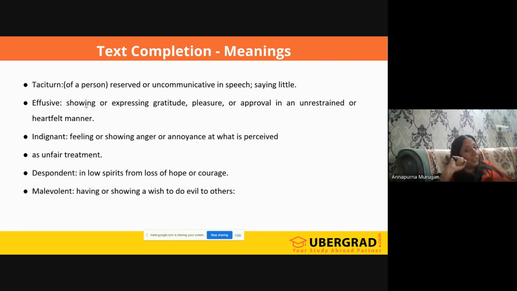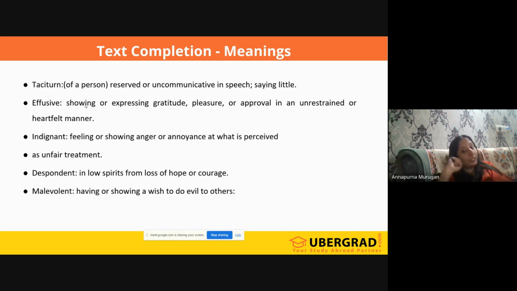Effusive is what? Showing or expressing gratitude, pleasure. That means in a heartfelt manner. If he was effusive, he would have answered all the questions. He would have asked the students, do you have any questions? Let me answer. That kind of thing would have happened. Indigent is what? If he is showing anger, but we didn't have anything in the sentence indicating that this person was angry about something, isn't it? So hence I cannot take anger.